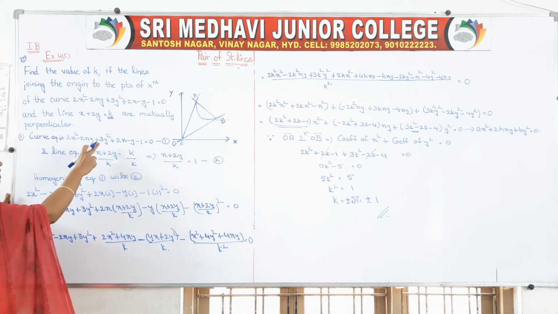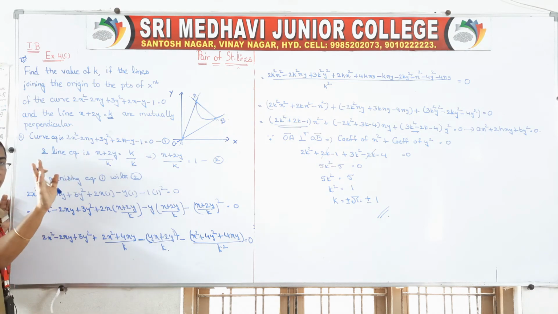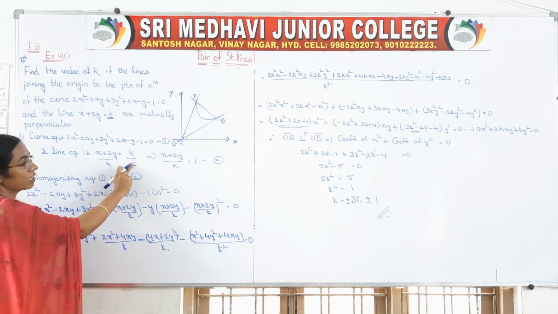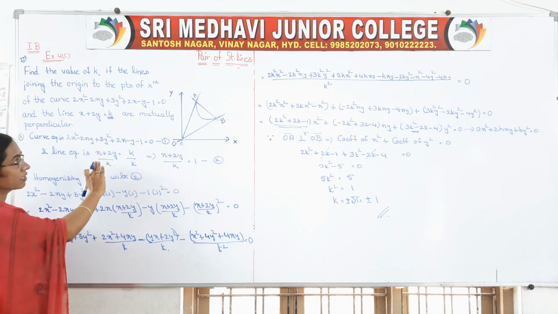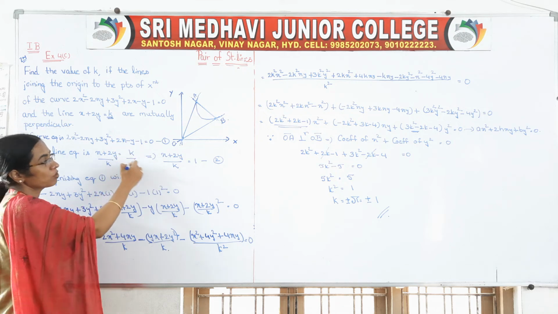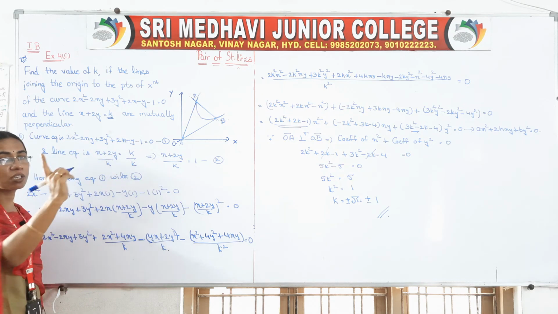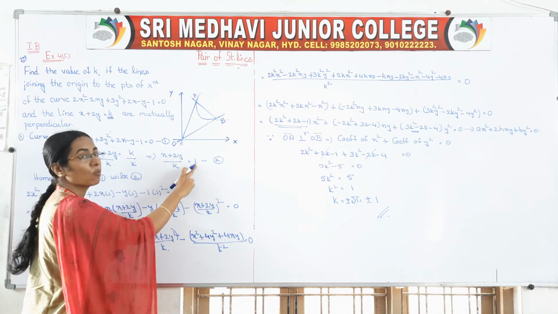First, take the curve equation as it is, equation number 1. Next, from the line equation, try to get the right side as 1. How do we get it? First send the constant, here the constant is on the right side only. Try to make that right side value equal to 1, so divide both sides by k, that is your 1.